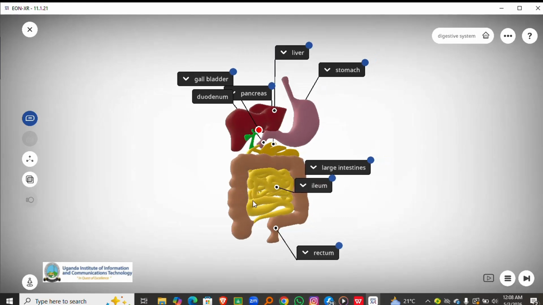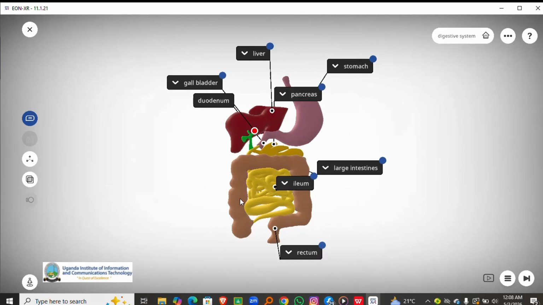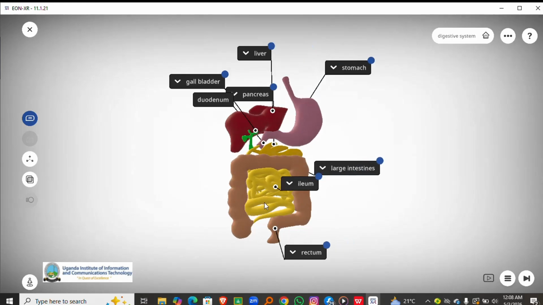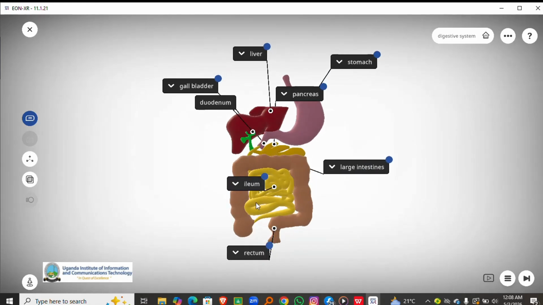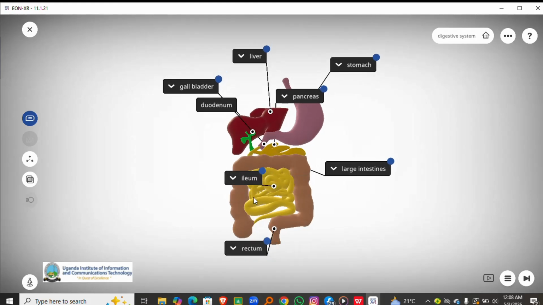Then you also have maltase digesting the maltose from starch digestion into glucose, which can also get into the bloodstream. Then we can also have lipase enzyme still that digests the remaining lipids into fatty acids and glycerol, which are also absorbed into the bloodstream. The undigested food material can then proceed into the large intestines.